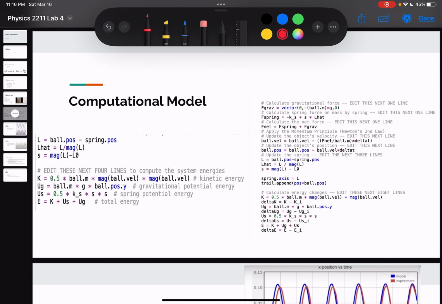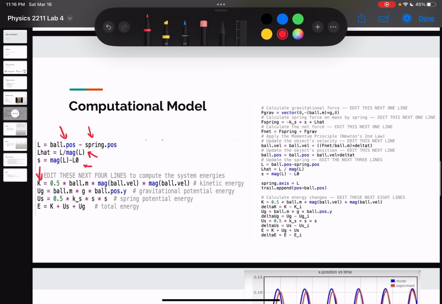And then the computational model. Again, L is going to be the position of the ball minus the spring, right? And then L hat for the direction. And then you have your S, which is your L minus L naught. And then you're going to have the kinetic energy formula. We're going to have the gravitational potential energy formula right here, which is basically mg delta H, and then we're going to have the spring potential energy formula, and then total energy, adding all three together.